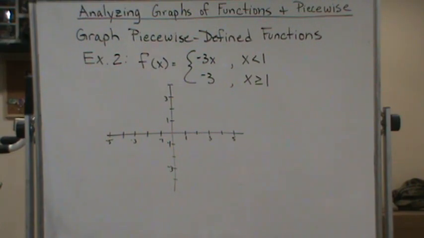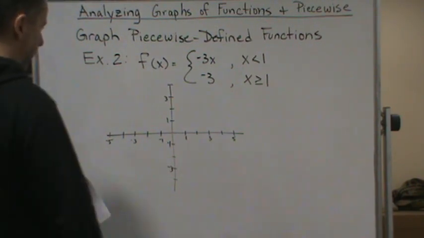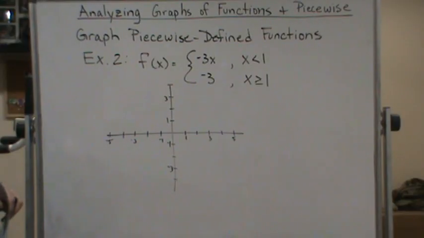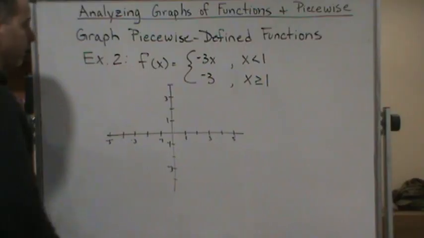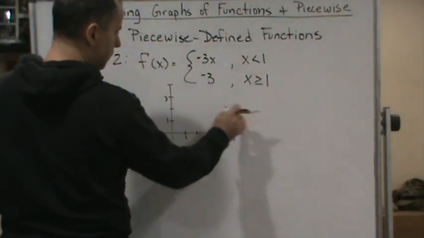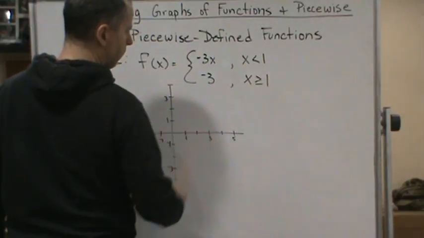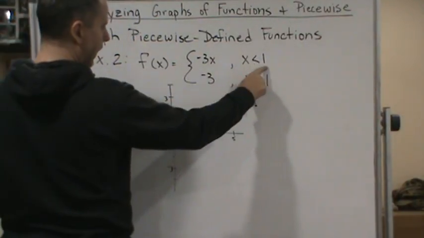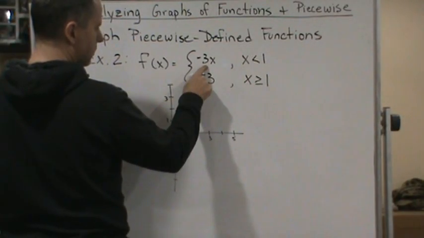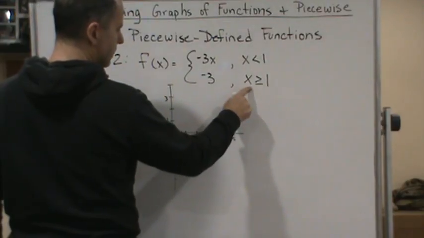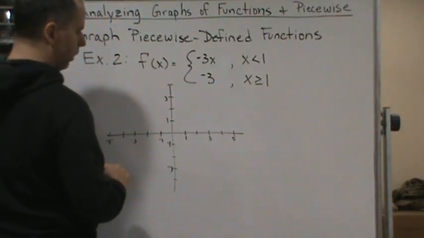All right, so here we go. So here's another example of a piecewise function, and this time they want us to graph it, okay? So again, we're looking at the intervals, right? The interval is hinged on 1. So this is the rule when x is less than 1. Here's the rule. And then when x is greater than or equal to 1, this is the rule.